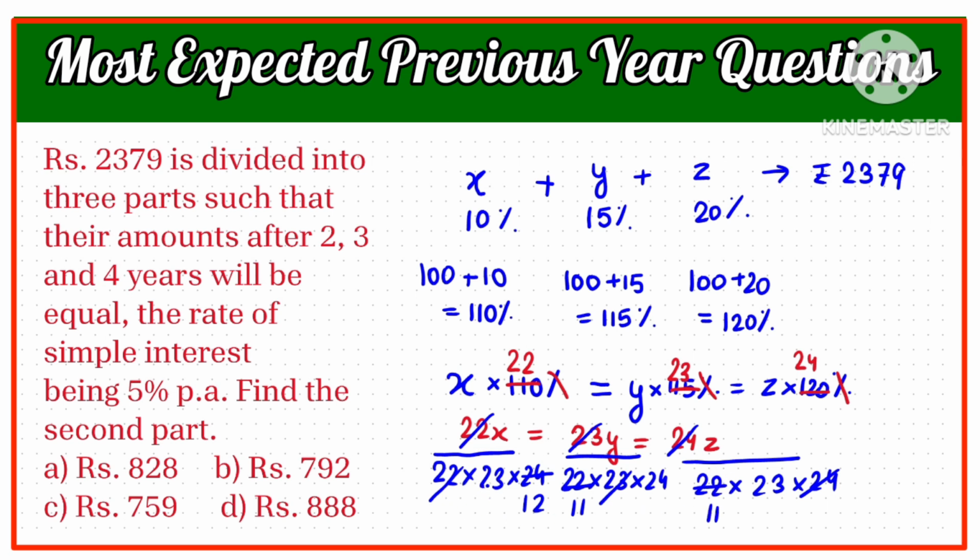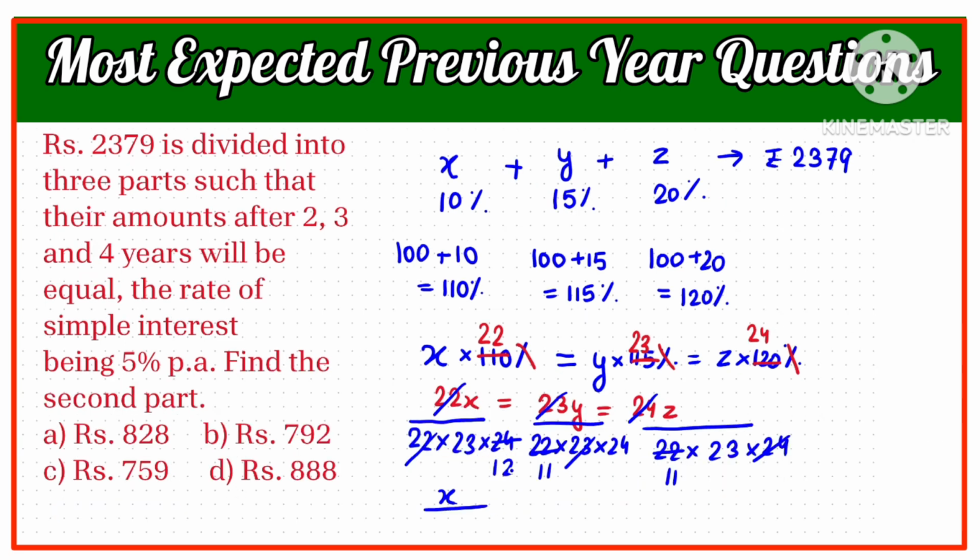So let us multiply 23 into 12. What you will get? Now if you want to learn how to multiply this quickly, 12 into 20 will do, that is 240, plus 12 into 3, that is 36. So 240 plus 36, you will get 276. So this will be equal to y by 11 into 24.